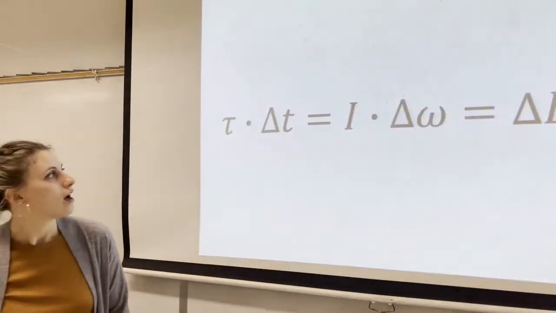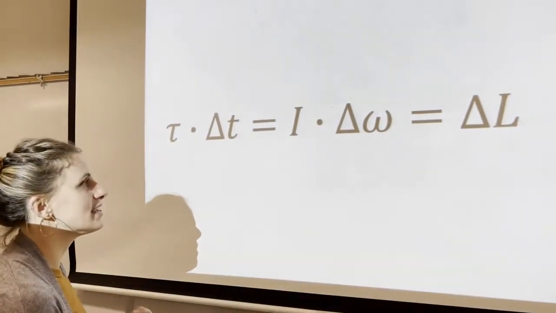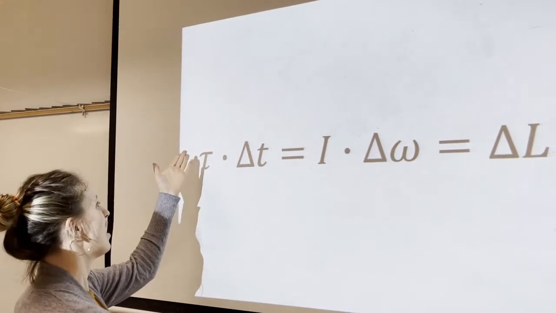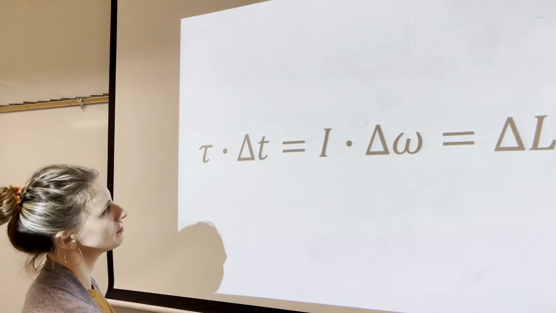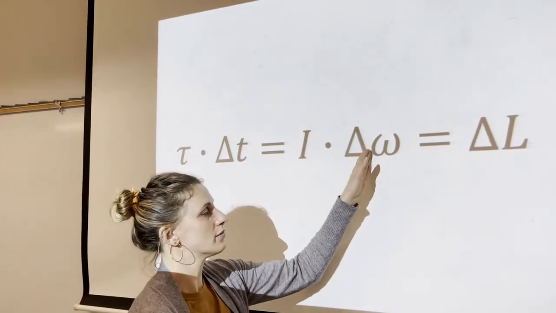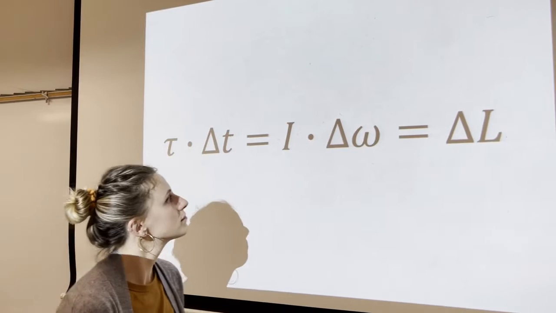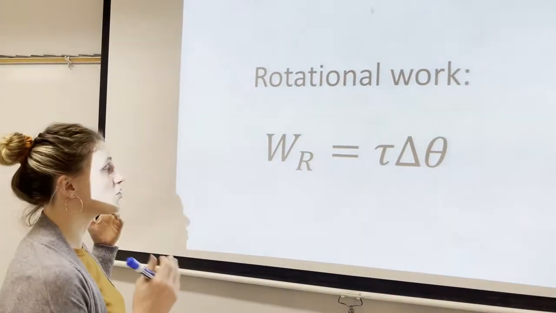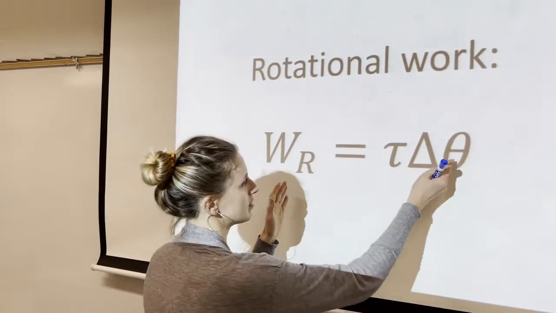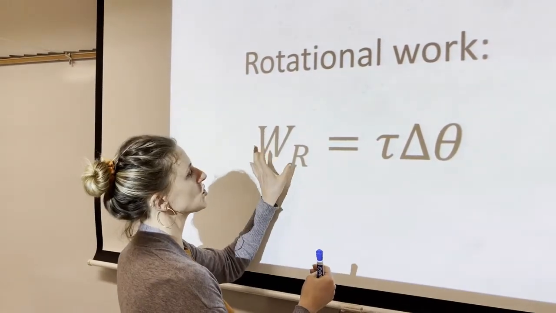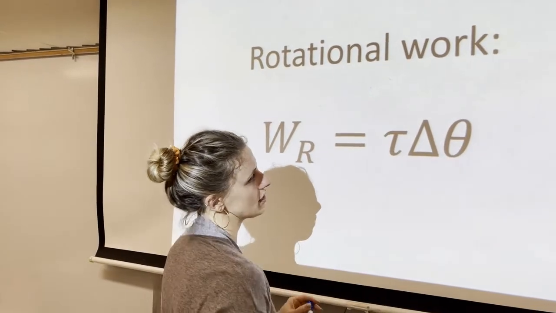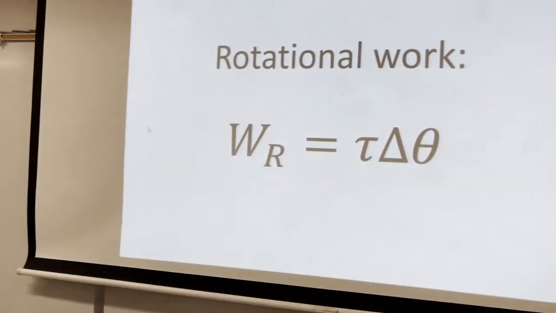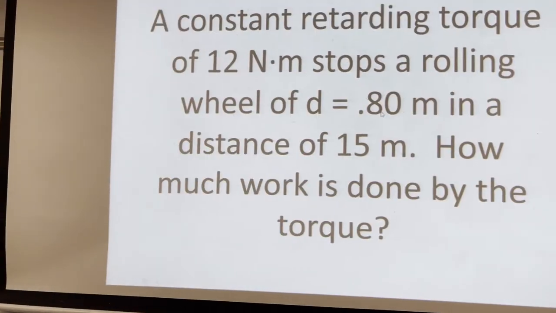Angular acceleration. We have the same exact idea as impulse, even though impulse isn't directly in here: a torque over a time interval equals the change in angular momentum. And then we have rotational work. Just like work was force times displacement, rotational work is the torque times the angular displacement. Same ideas, the same things happen. So you got this stuff down, boys and girls.